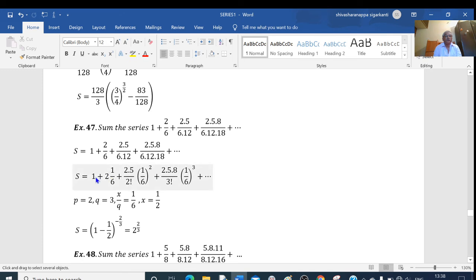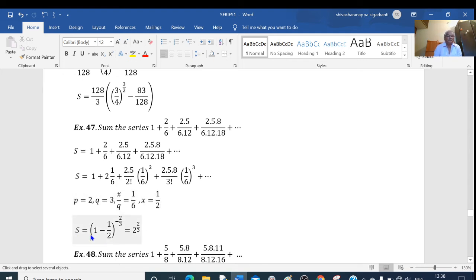That is, this is in the form of 1 plus p into x by q, plus p into (p plus q) by 2 factorial into (x by q) square, plus p into (p plus q) into (p plus 2q) divided by 3 factorial into (x by q) to the power of 3. So these terms are in binomial series with p equal to 2, q equal to 3, x by q equal to 1 by 6. Therefore, this gives x is equal to q by 6. q is 3, 3 by 6 is 1 by 2. x is equal to 1 by 2.